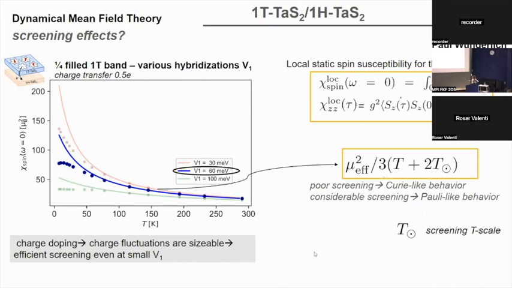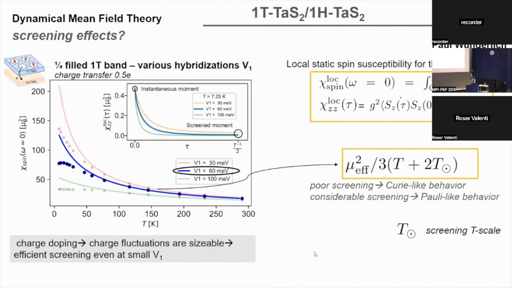However, if you observe the data of the calculation, for any of the hybridizations, even very small hybridizations, there is a strong deviation from this Curie law, which is telling us that there is an important screening that already comes, in fact, from the large charge transfer in this system. So the screening seems to come more from the charge fluctuations than from the hybridization with 1H.